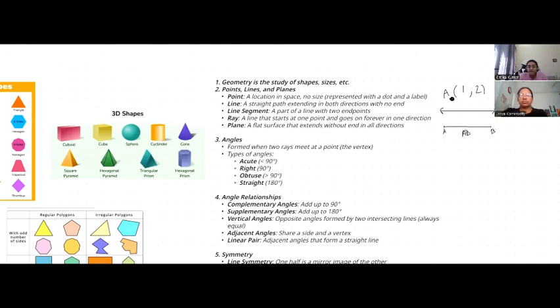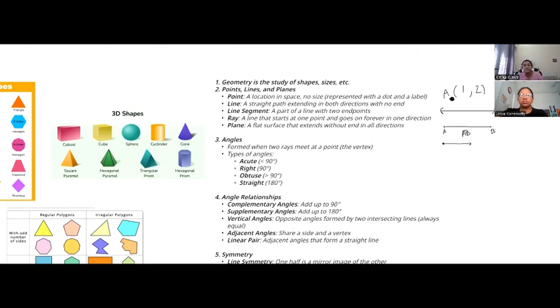And then a ray is when there is a line coming out of a point. So it'll look something like this, and the other end will go to infinity.